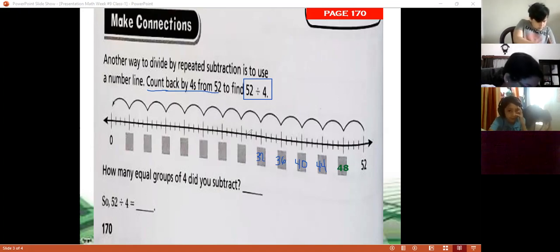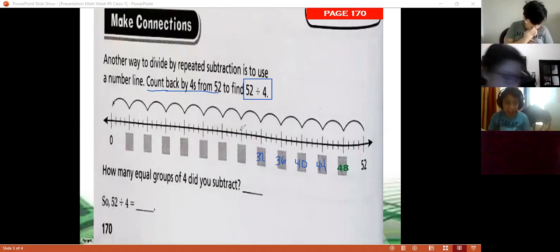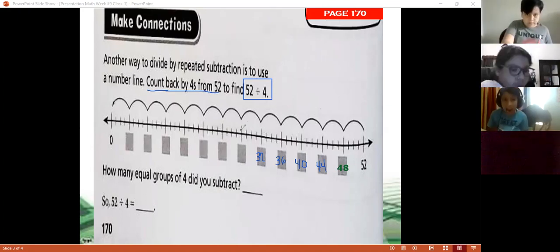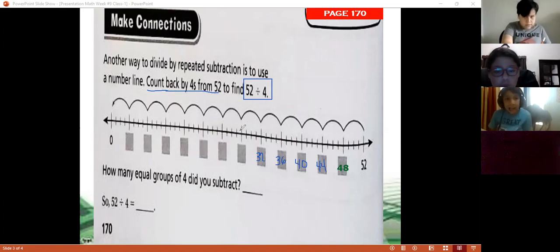Then it's going to be 29. And before 29, which number is? 28. So it's going to be 28. And we're then counting back. Then 24.